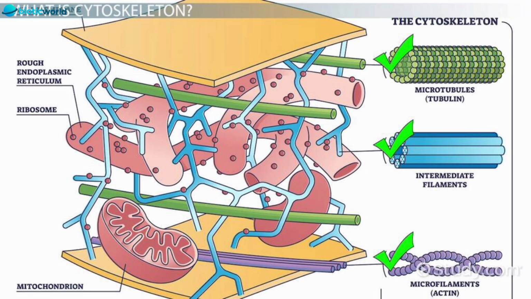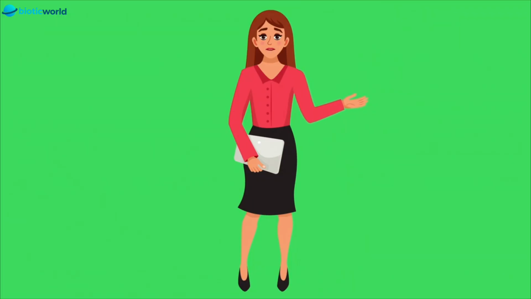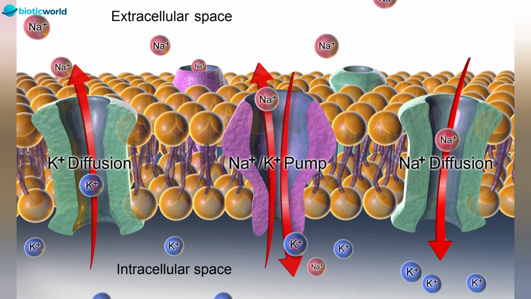Cell-to-cell adhesion. The plasma membrane contains adhesion molecules like cadherins and integrins that help cells stick together to form tissues. This is essential for the integrity of multicellular organisms. The plasma membrane also maintains a membrane potential, which is critical for the function of neurons and muscle cells.